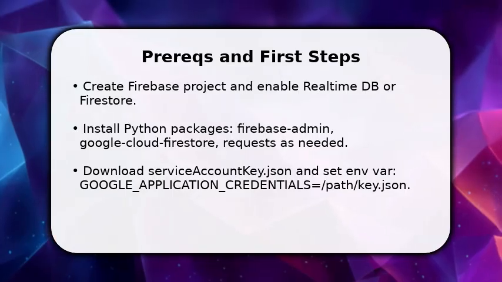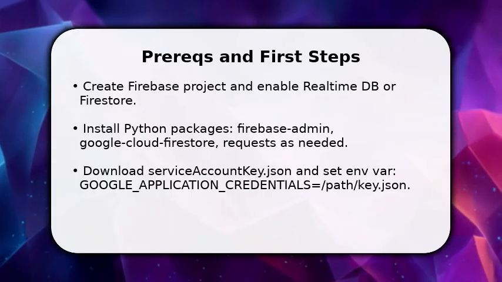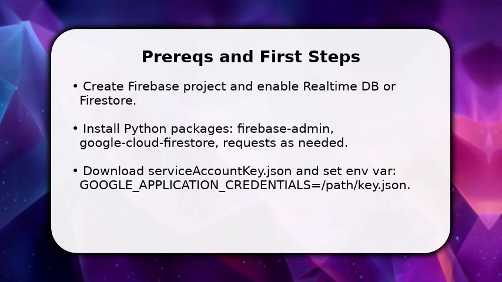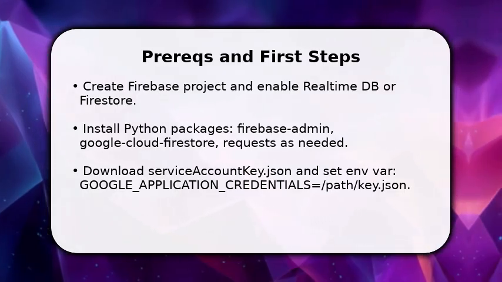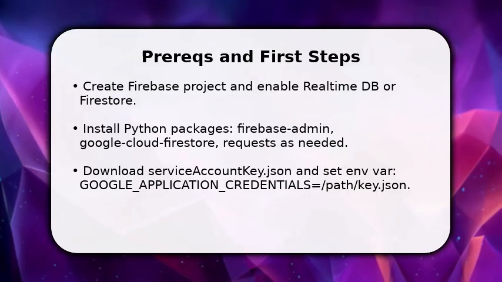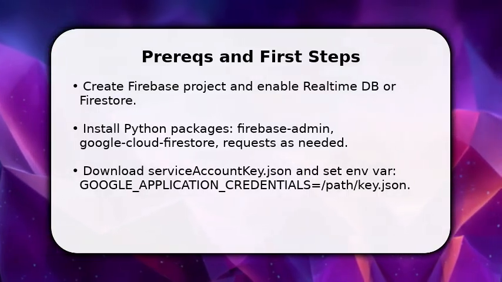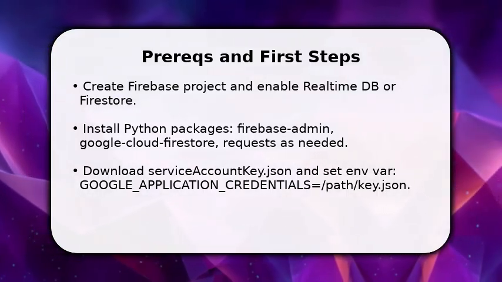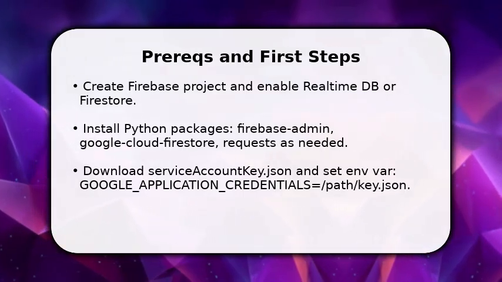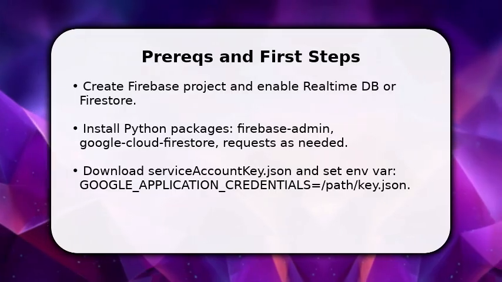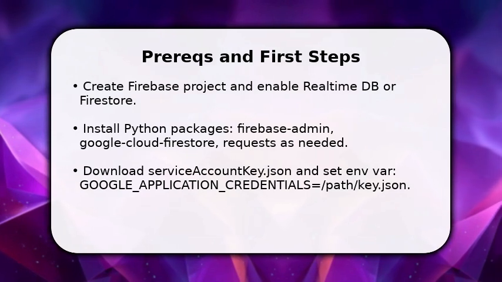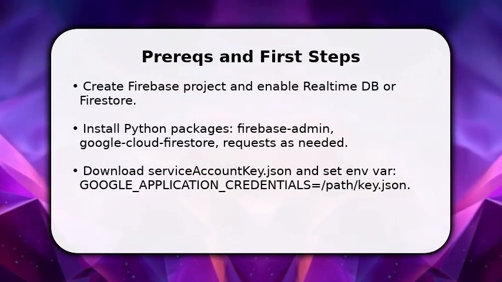You start by preparing the essentials: a Firebase project with the database type you need and a service account key. Once done, install Firebase admin and the Firestore client in your virtual env so Python can authenticate. Then place the JSON key locally and set the environment variable GOOGLE_APPLICATION_CREDENTIALS to that path so the SDK picks it up. This immediate setup lets you authenticate securely and avoids interactive logins. Make sure to use a dedicated service account for server code.